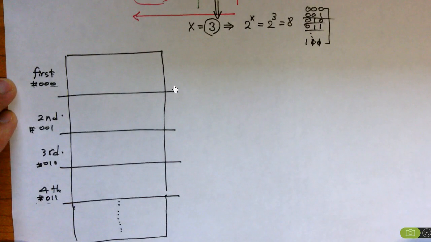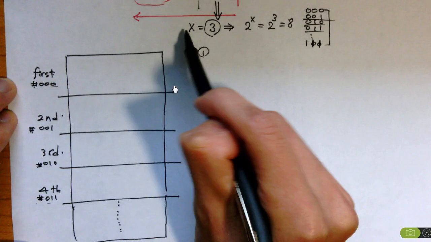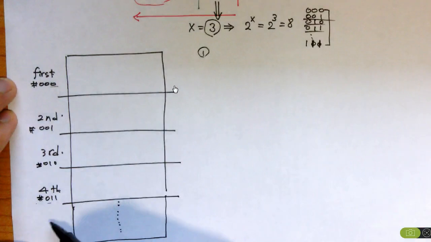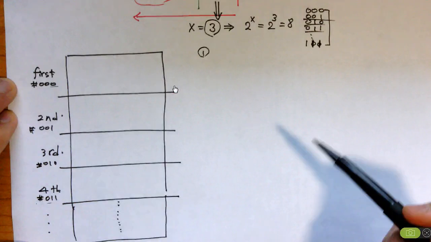Okay, so I answered the question. The number of subnets is 8, right? And then 5th, 6th, 7th, 8th. I'm not going to draw all of them because of the space limit.